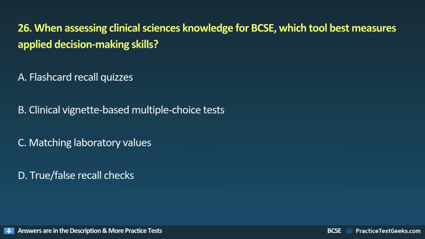26. When assessing clinical sciences knowledge for BCSE, which tool best measures applied decision-making skills? A. Flashcard recall quizzes. B. Clinical vignette-based multiple-choice tests. C. Matching laboratory values. D. True-false recall checks.